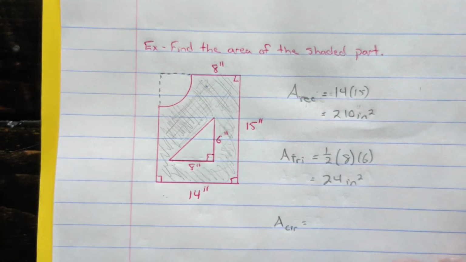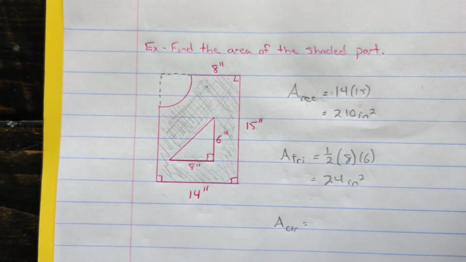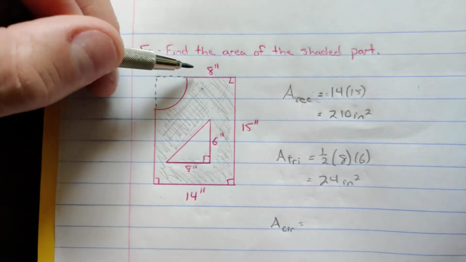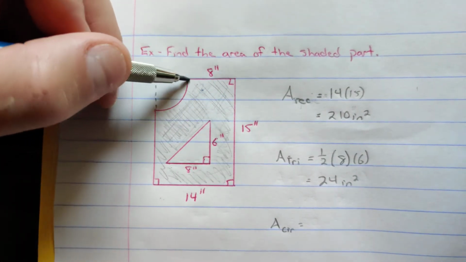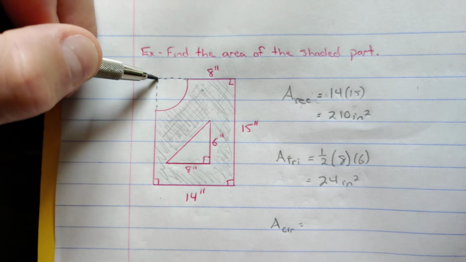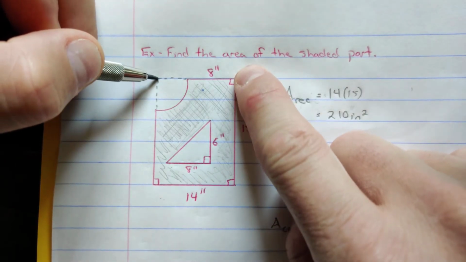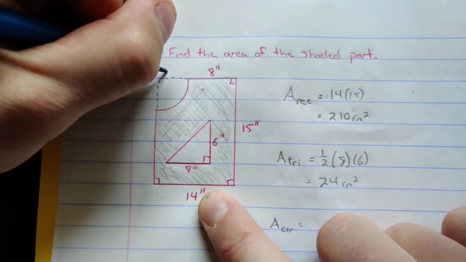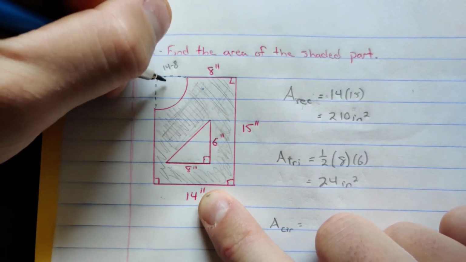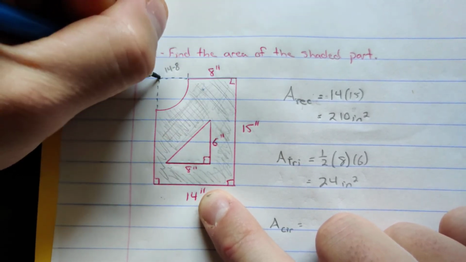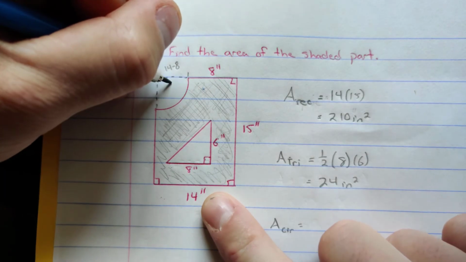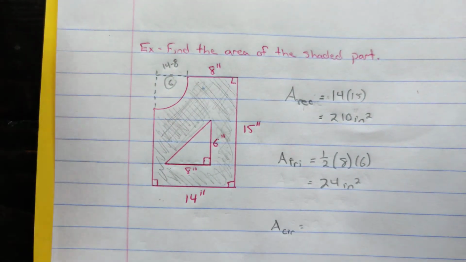And then we get the area of the circle bit. So the circle bit here. Now, we don't have any measurements on that, but if you take a look here, this length here is 8. So this total length would be 14. 14 minus 8 should be this length right here. 14 minus 8 is going to give me 6. So I should have 6 inches.